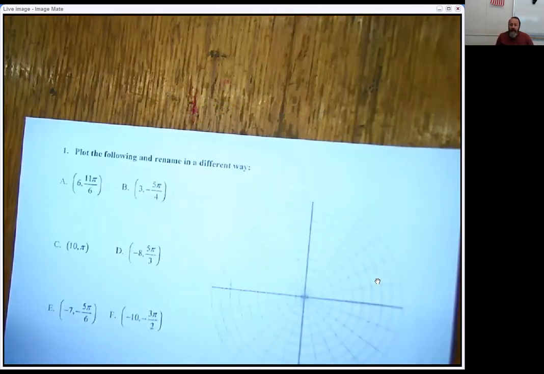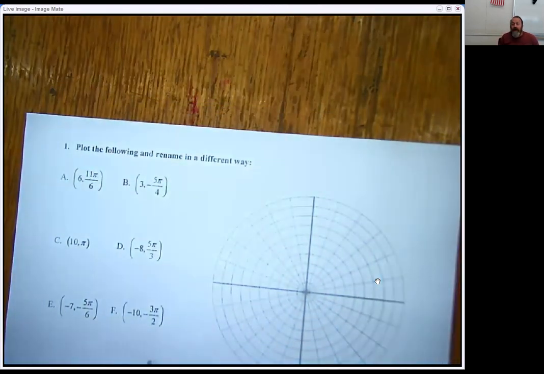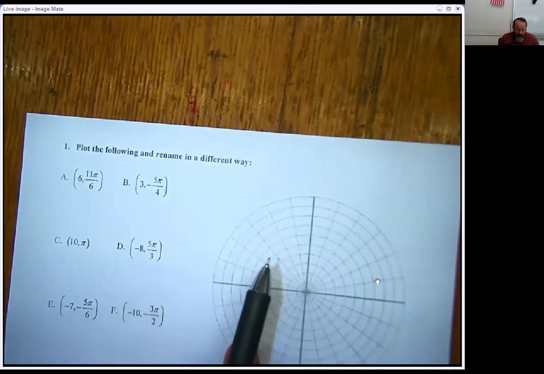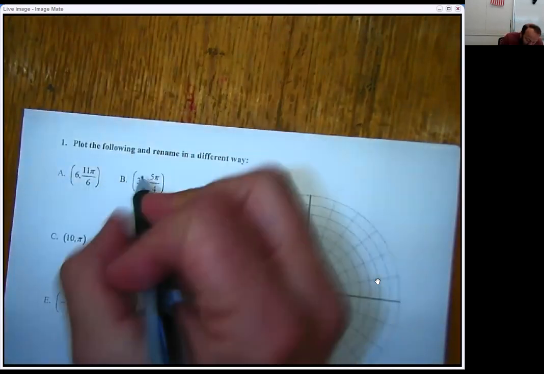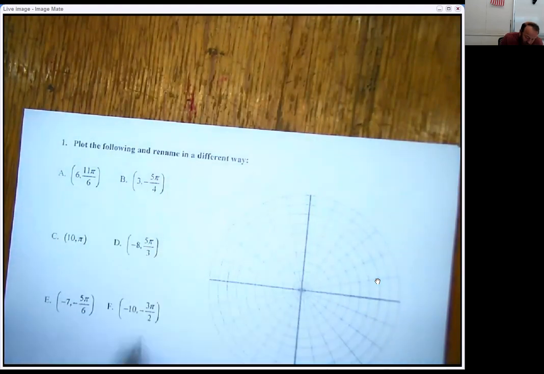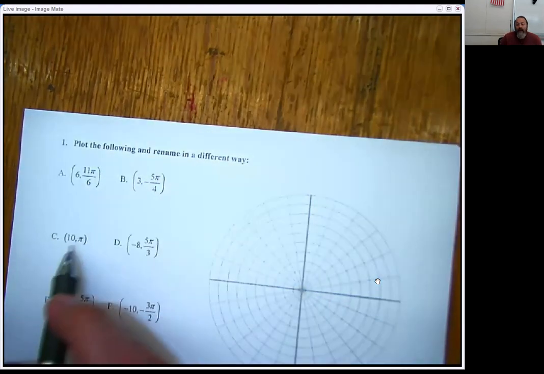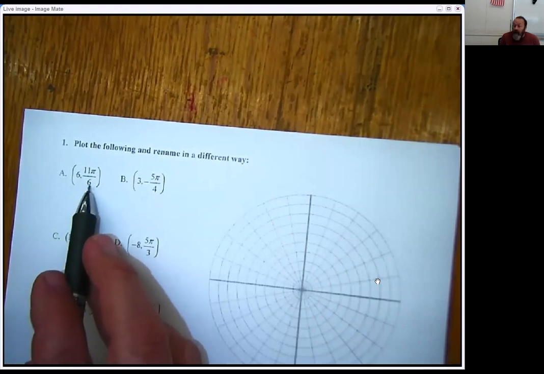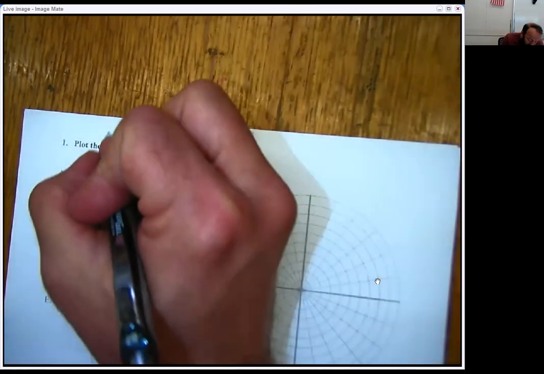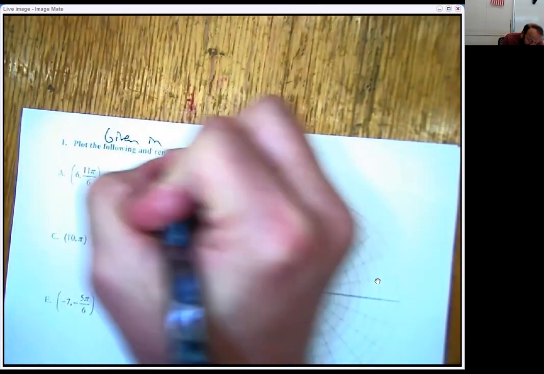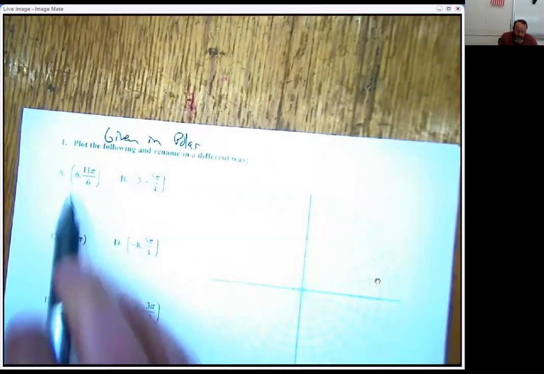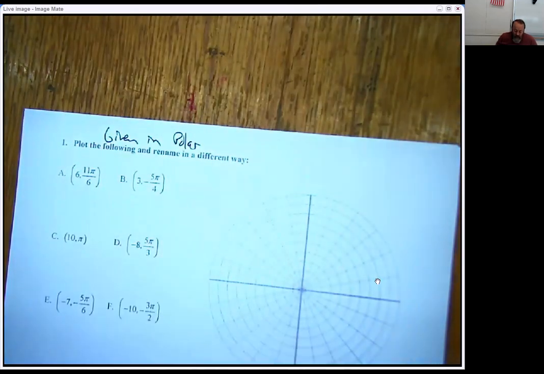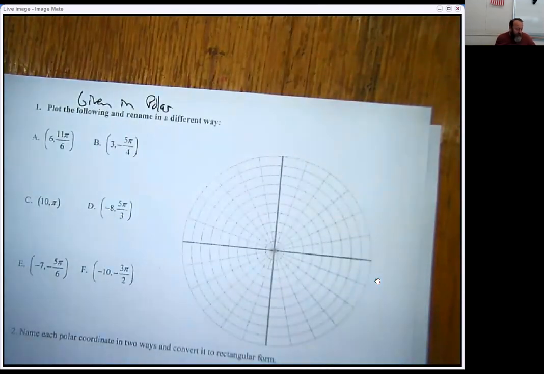So in this particular story, this says, let's plot the following and rename them in a different way. We're going to plot these, which are all polar coordinates, and you do have to know that they're polar, because literally you could go to the right 6 and up 11 pi over 6 and get some weird coordinate, but these are all given in polar. So this is telling you to rotate to the point 11 pi over 6.